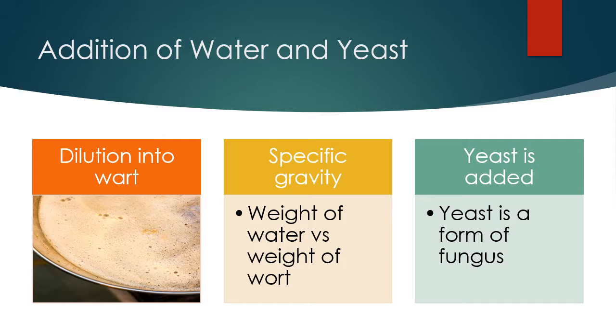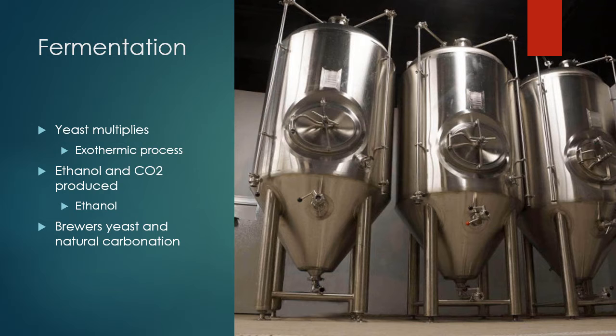After you've created your wort, most brewers will then check the specific gravity of the wort. Specific gravity is the measurement of the weight of water versus the weight of the wort. The reason this is done is it allows a brewer to decide how much sugar is in the wort and also potentially estimate how much ethanol will be created in the process. After the specific gravity is taken, yeast is added to the wort to begin the fermentation process.